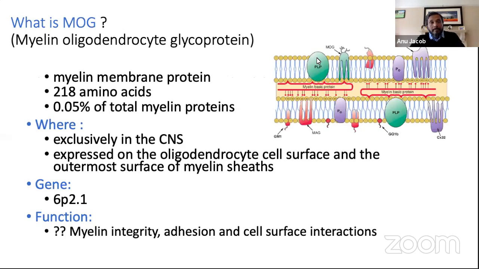So what is MOG? MOG is myelin oligodendrocyte glycoprotein. It's a myelin membrane protein. It's a very small portion of the myelin total proteins. And it's exclusively in the CNS, on the oligodendrocyte and on the myelin sheath. Its function is still not quite certain. It most probably contributes to something for myelin integrity and cell surface interactions.